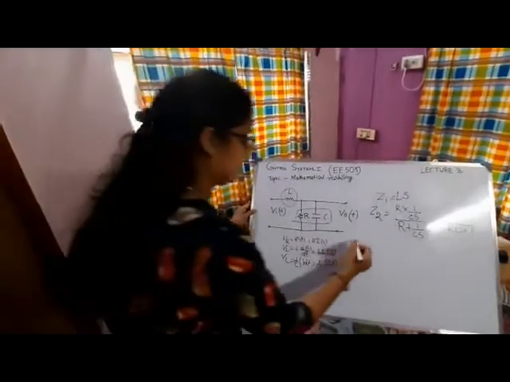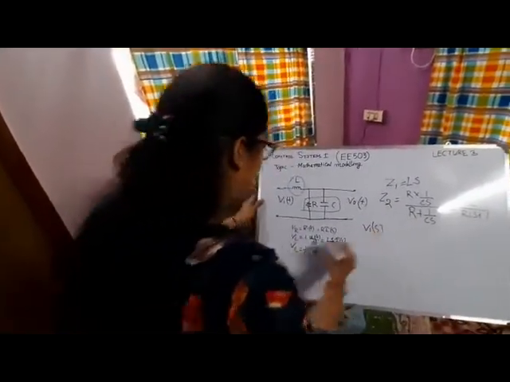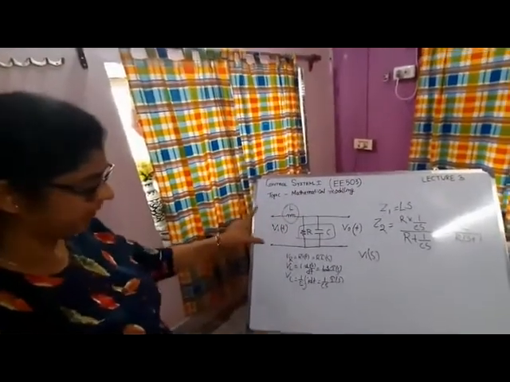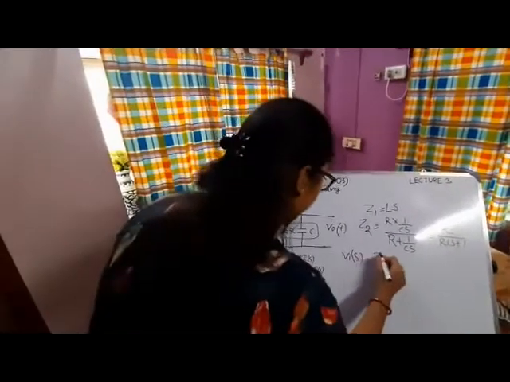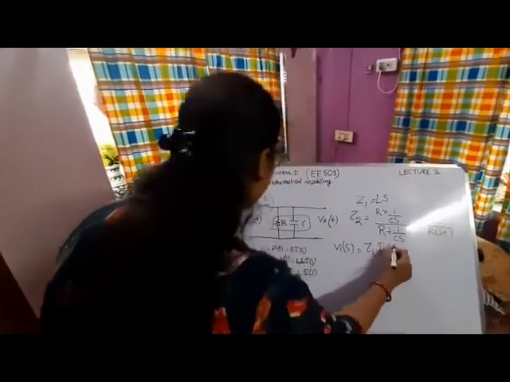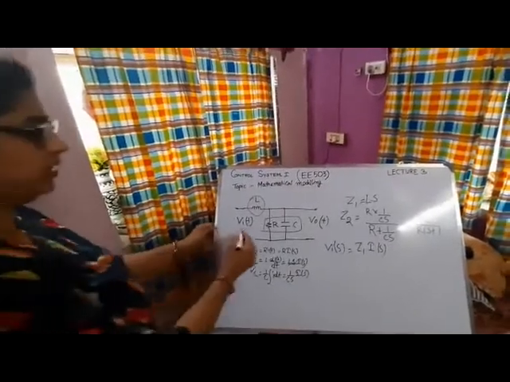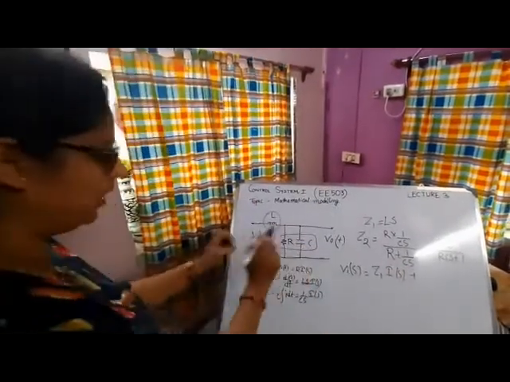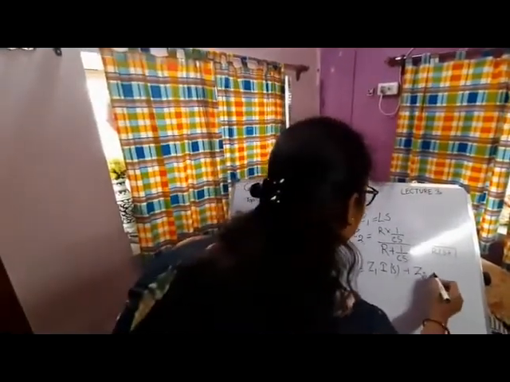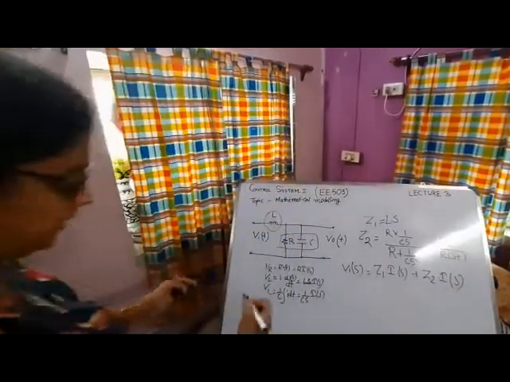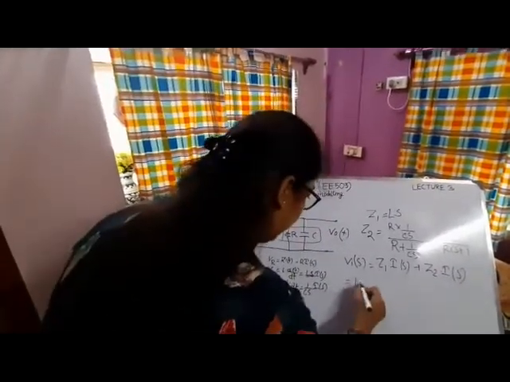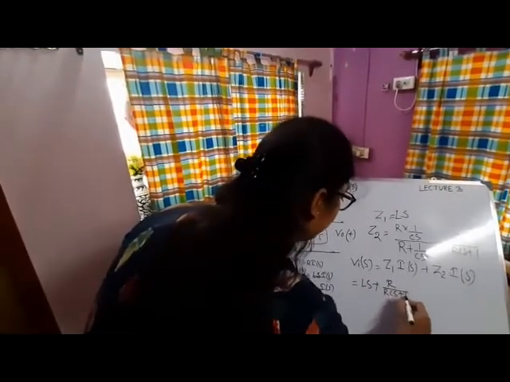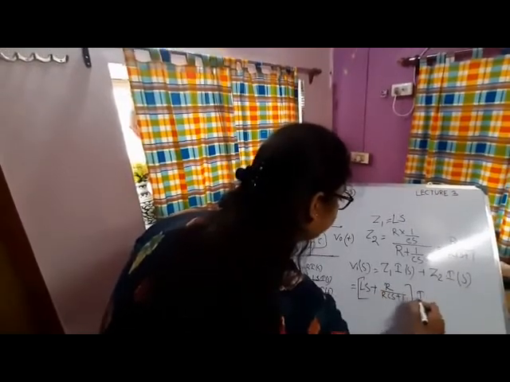So what is V_i(s)? V_i(s) is equal to Z1 into I(s), considering that current I is flowing through the circuit, plus Z2 into I(s). This equation can be written as (Ls plus R divided by (RCs plus 1)) whole into I(s).